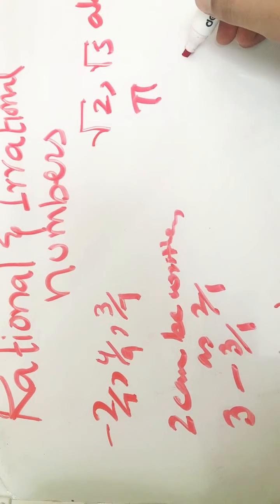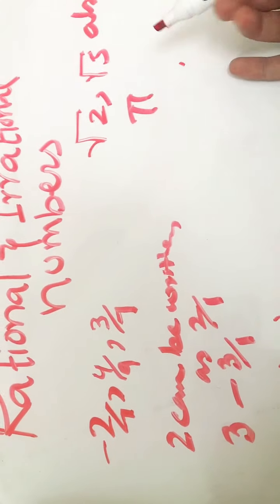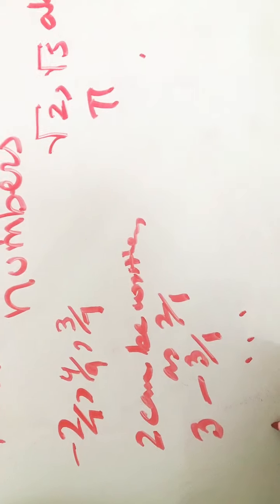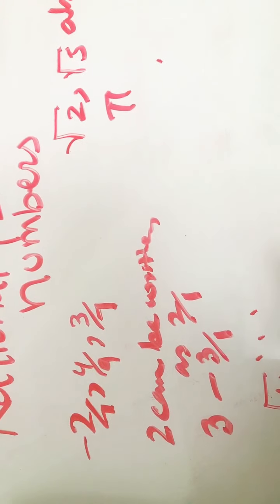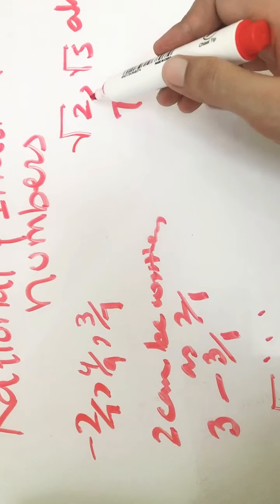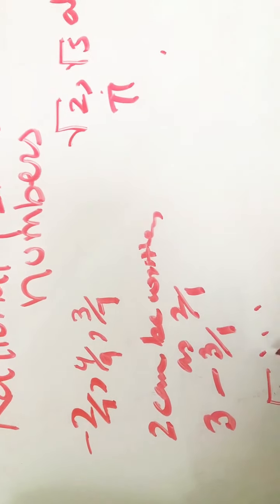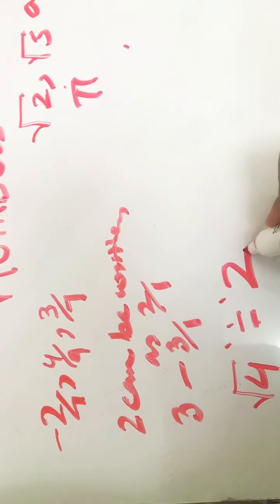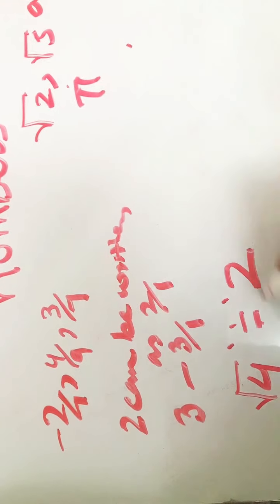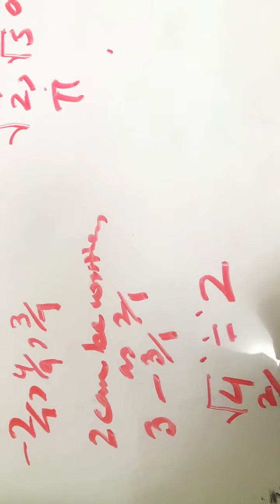But what about something that looks like the square root of 4? It looks like the numbers that I have written here, but the difference is that the square root of 4 is equal to 2, and it can be written as a ratio of 2 by 1.